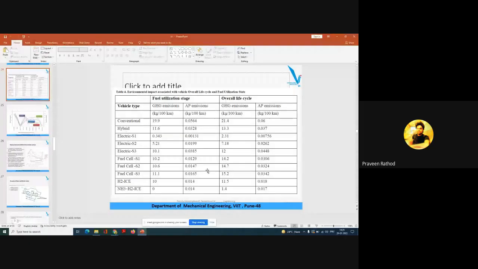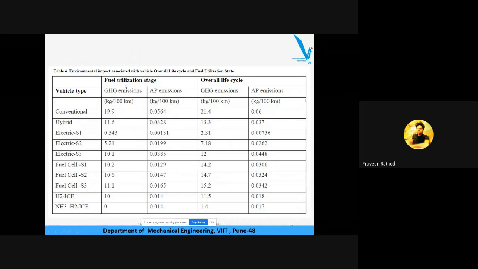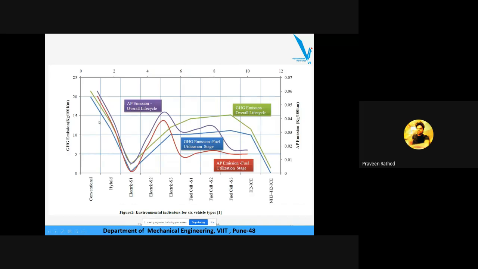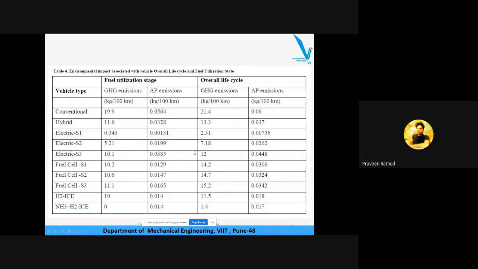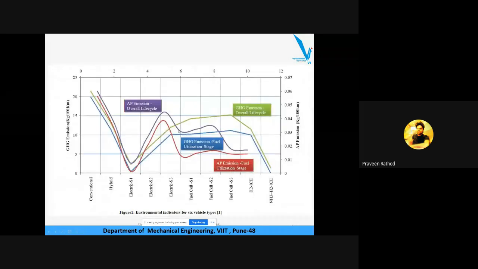Before that, I'm going to show you, in the last lecture we discussed the environmental impact. Whatever table and values we discussed, a similar graph will be drawn for each fuel utilization stage as well as the overall life cycle. This graph has been drawn, and each color indicates the AP emission over the overall life cycle. This is the curve showing the variation of the values, so these values are considered and this graph has been drawn.